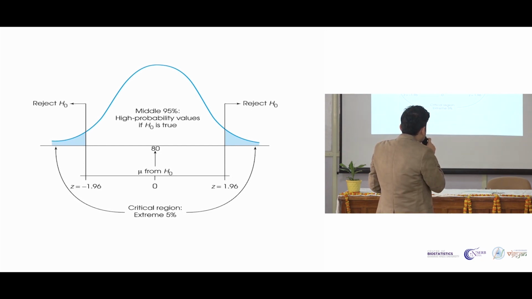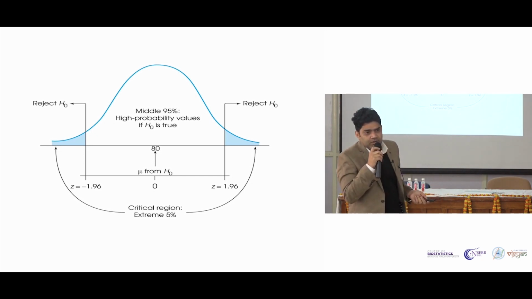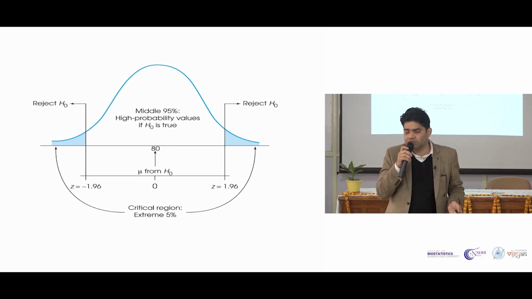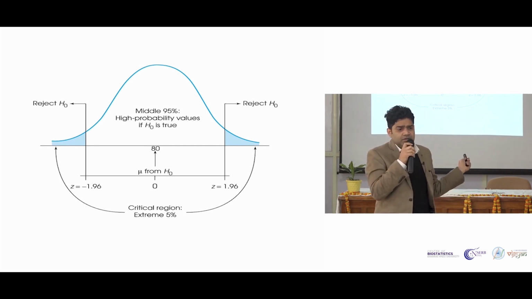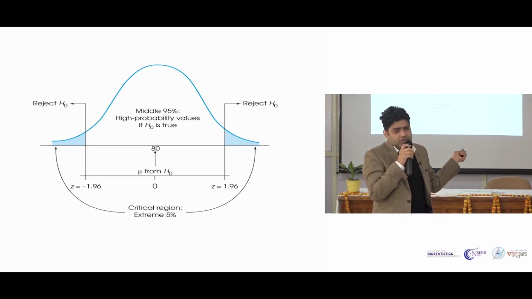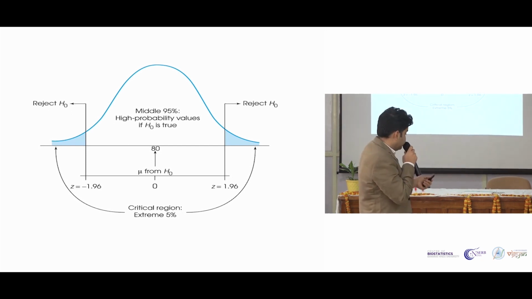So one of these methods is your critical region method, using the confidence interval or based on your alpha values, you can check whether it is in the critical region or in the acceptance region.